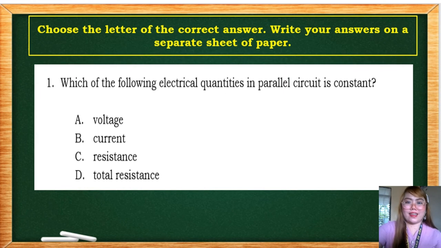Okay, let's do this. Let's read the instruction first. Choose the letter of the correct answer. Write your answers on a separate sheet of paper. Number 1. Which of the following electrical quantities in parallel circuit is constant? A. Voltage. B. Current. C. Resistance. Or D. Total resistance.